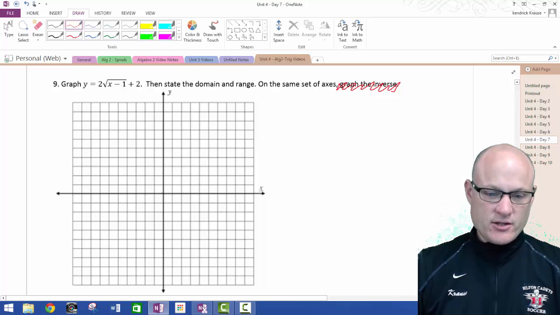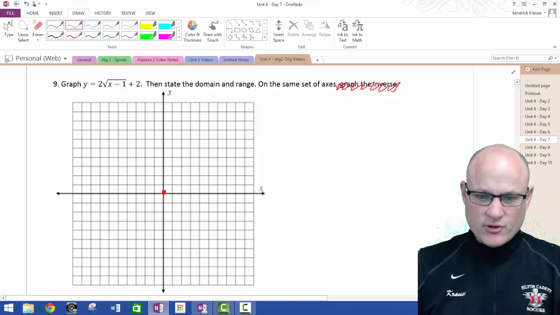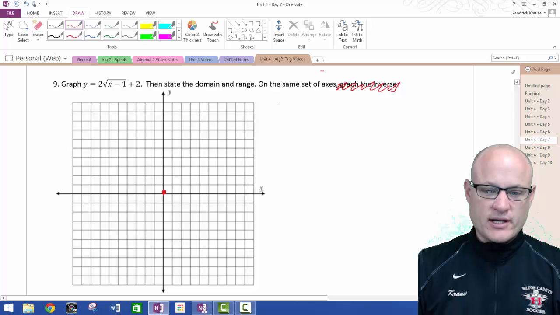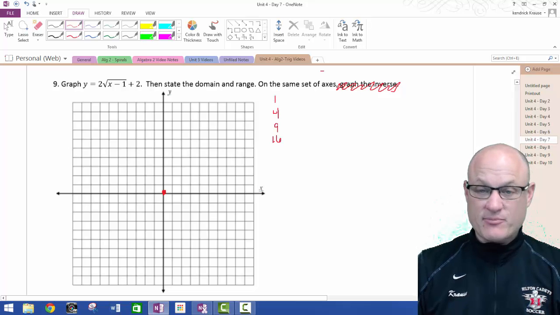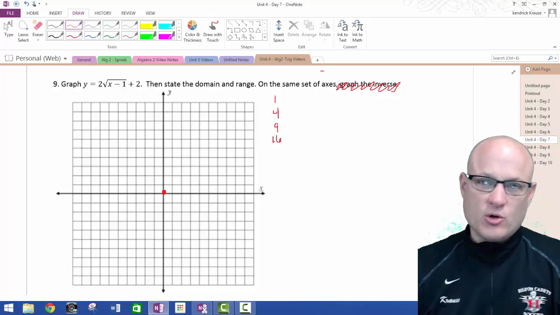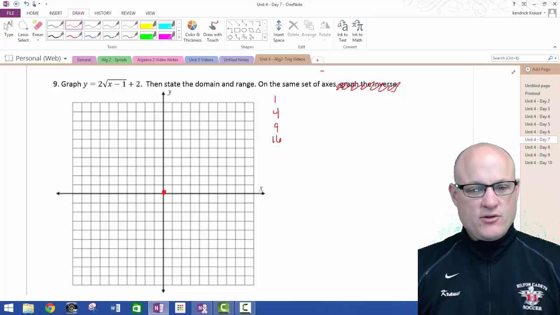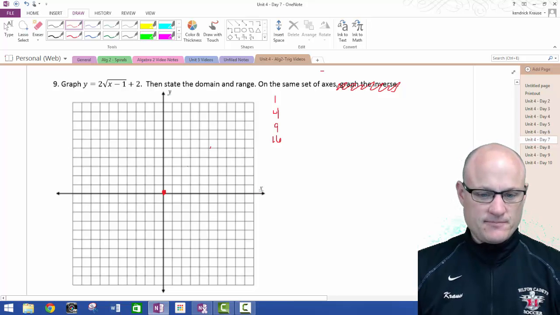So again, normally my vertex would start here, or my starting point right here. This is a square root function. So I'm going to use the square root numbers that I can on a graph. It's going to be 1, 4, 9, maybe 16 if that's possible. Nothing bigger than 16 would work. Next one's 25. This graph only goes 10 to the left and 10 to the right, so no way I could use 25.